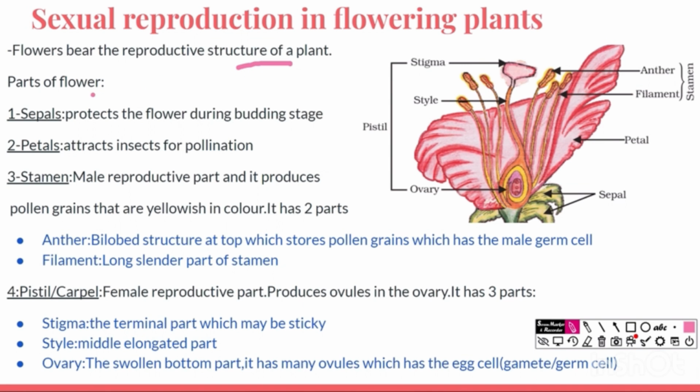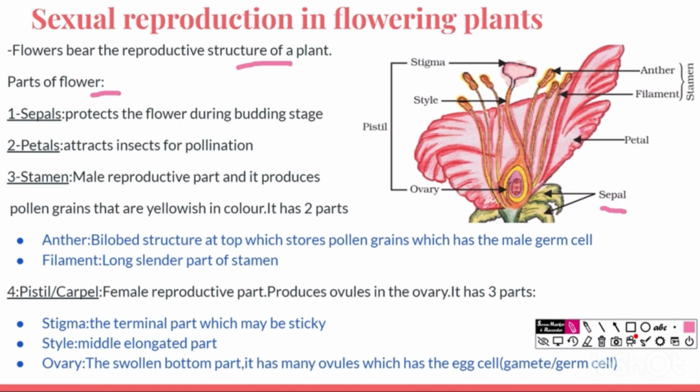Starting with the different parts of flowers, we will see what are the different parts of flowers and what are the reproductive structures which are present in a flower. So this is the structure of a flower. In a flower, starting from the lowest part, we have sepals. You can see these small green leafy things, these are called sepals. The sepals protect the flower when it is in its bud stage. So when the flower is a bud and it is in its budding stage, at that stage the flower is protected by these sepals.